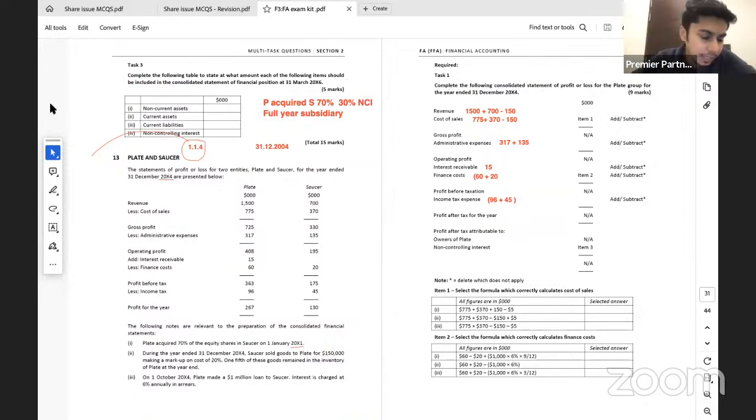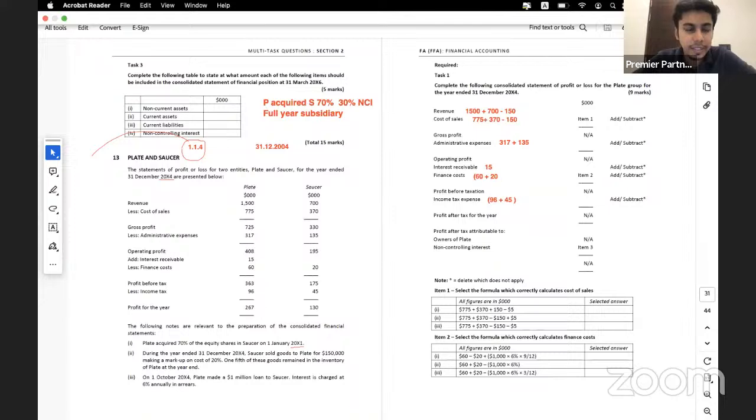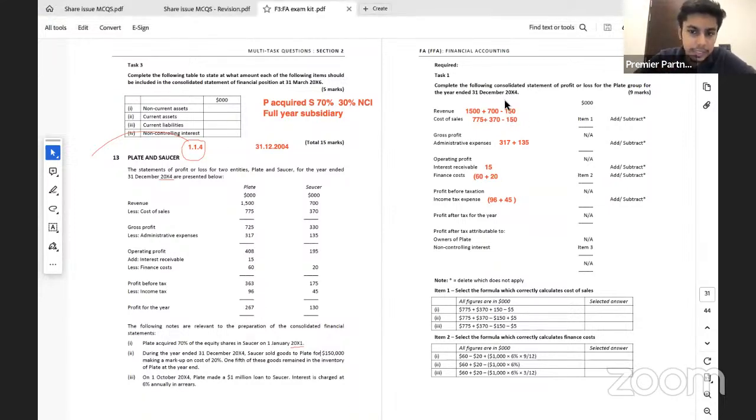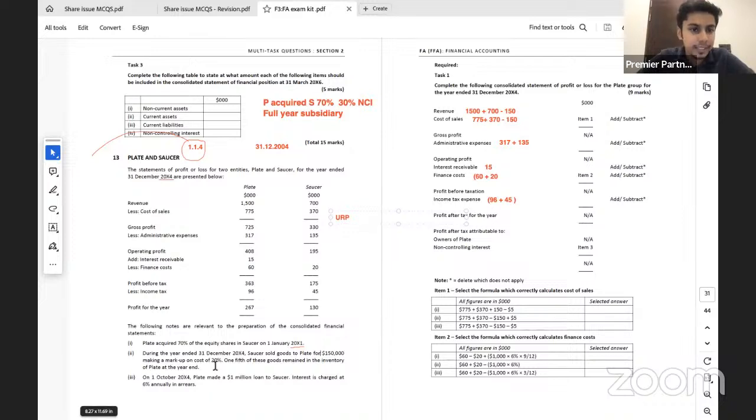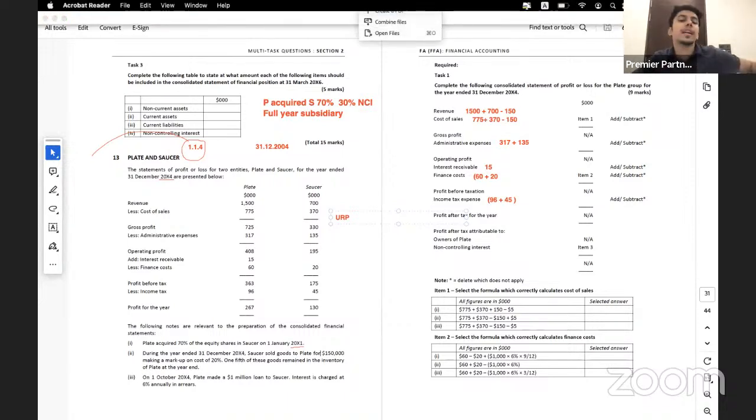Right, second one. Remember I said our exam always has two things. One is this intra-group sale and purchase. What is the other thing, guys? URP, unrealized profit. Here, see. One fifth of the goods remained in the inventory. See, guys, I told you, no, right? One company sold goods to another company by keeping a 20% profit. And from these sales, some are left inside the warehouse, some are left inside the inventory. This is what we call unrealized profit.